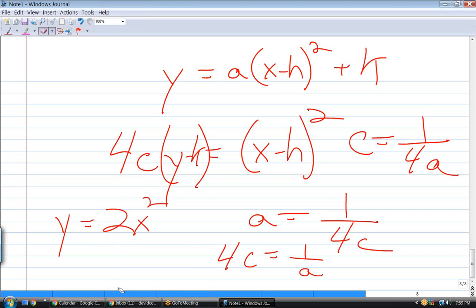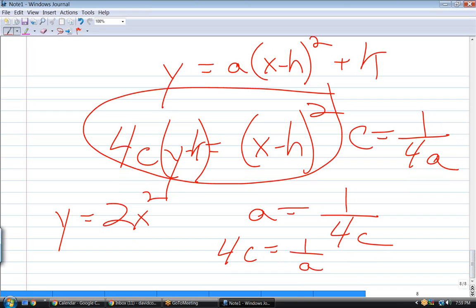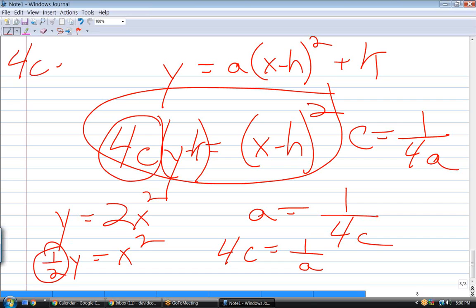In other words, when I gave you y equals 2x squared, if I want to put it in this format right here to figure out what C is, I can tell there's no coefficient here, so I have to divide both sides by 2. So I get 1/2 y equals x squared. Well, now I know that 4c has to equal 1/2, right? So c equals 1/8. Same thing.